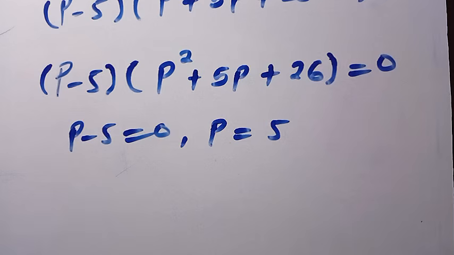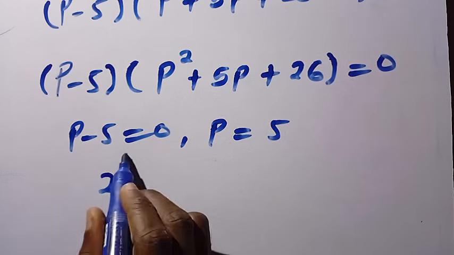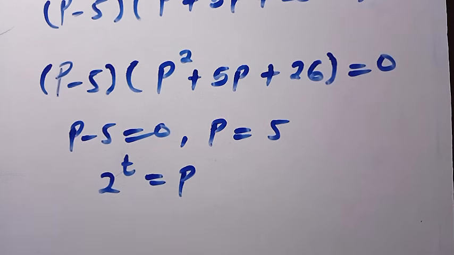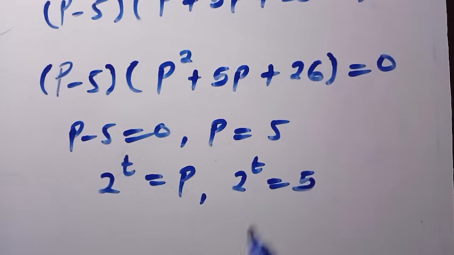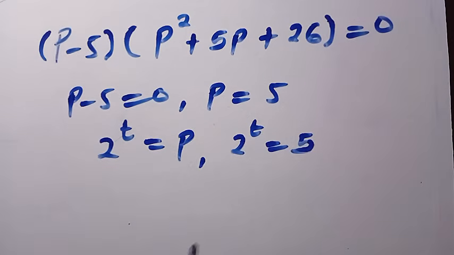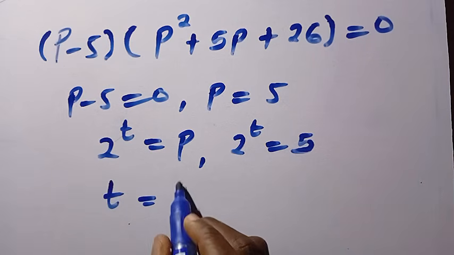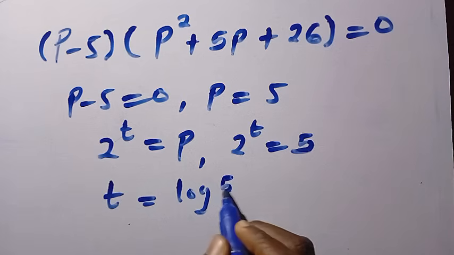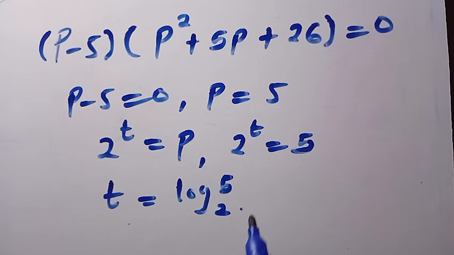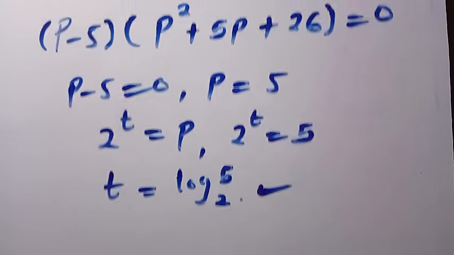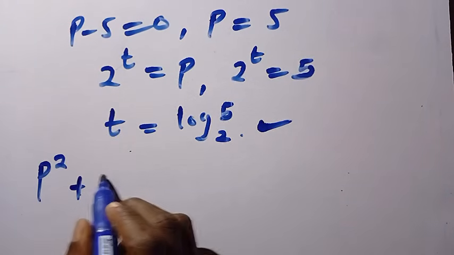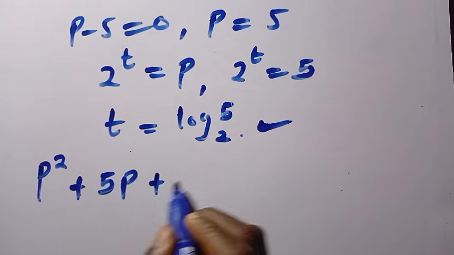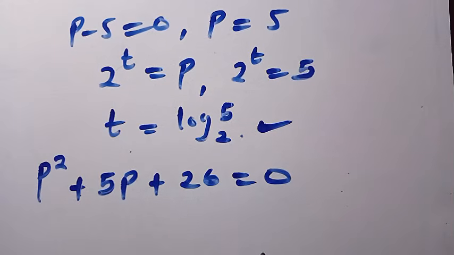If p equals 5, and we recall where we let 2^t equal p, therefore 2^t equals 5. To get t, we introduce log on both sides, and this is basic math, as we get log 5 base 2. So here is the first solution that satisfies this. And when we look at the other part of this, we have p^2 + 5p + 26 = 0.